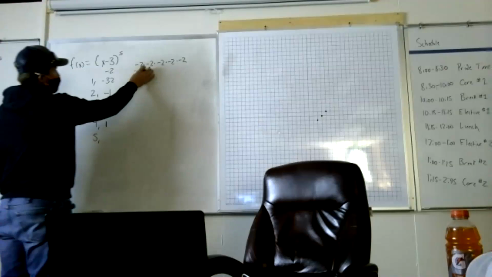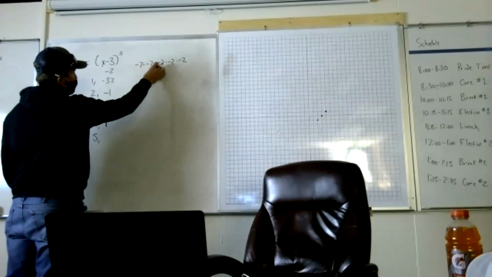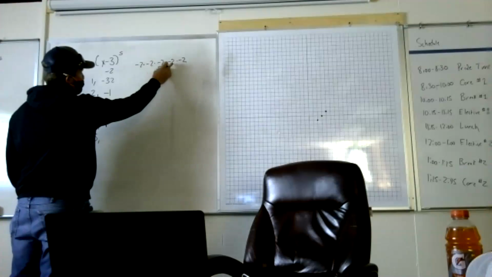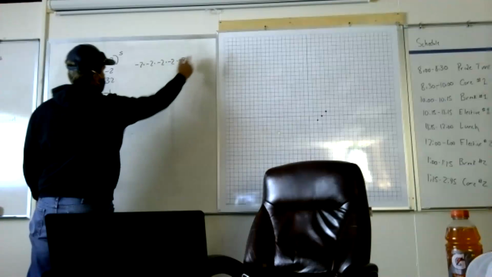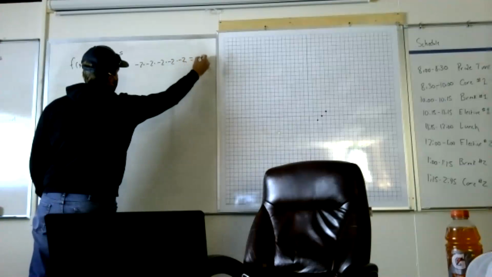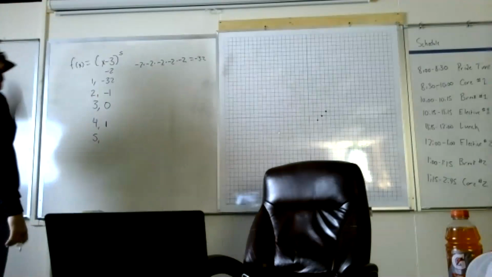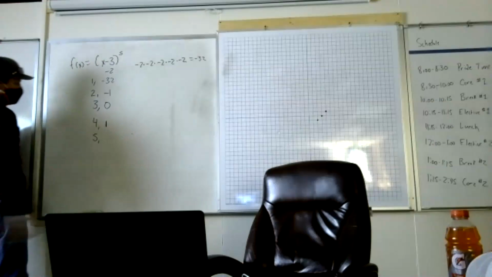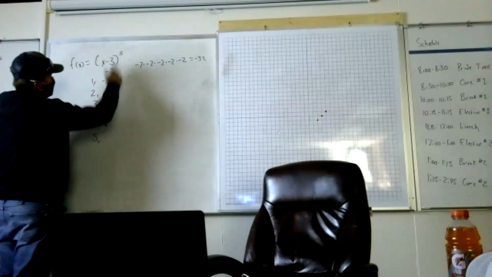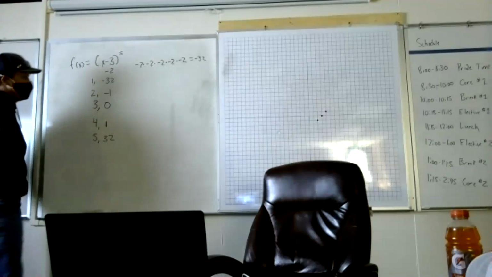Negative 2 times negative 2 is a positive 4. Positive 4 times negative 2 is a negative 8. Negative 8 times negative 2 is a positive 16. 16 times negative 2 equals a negative 32. Okay? When I plug in 5, 5 minus 3 is 2. 2 to the fifth power is 32. Since it's positive, I know it's going to stay positive.